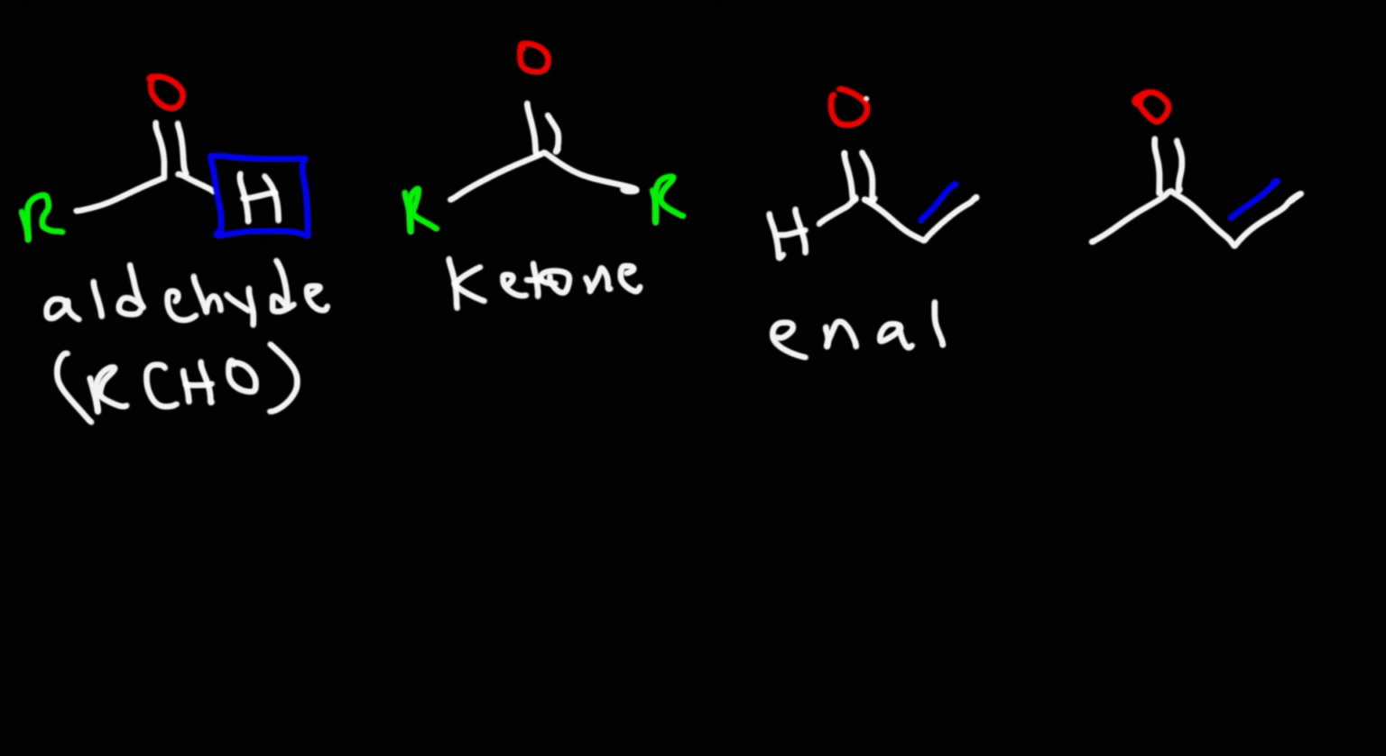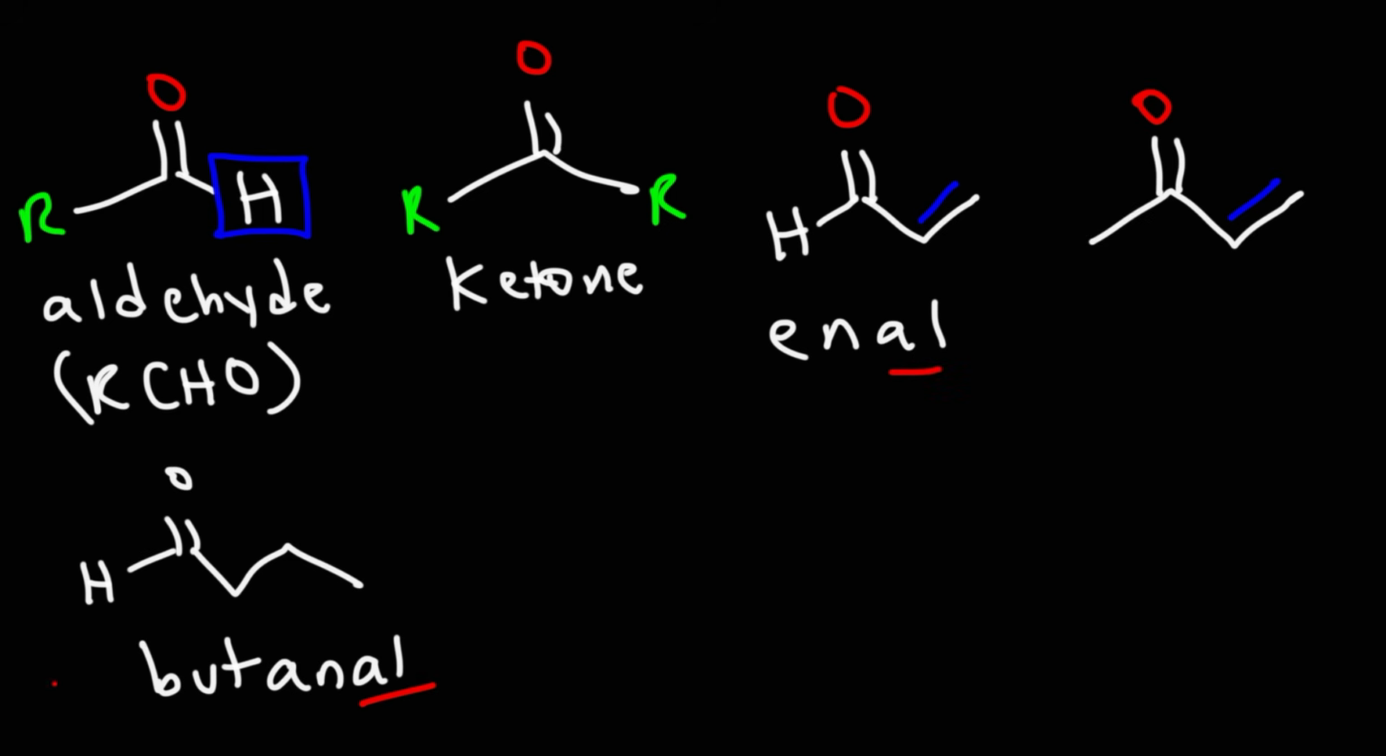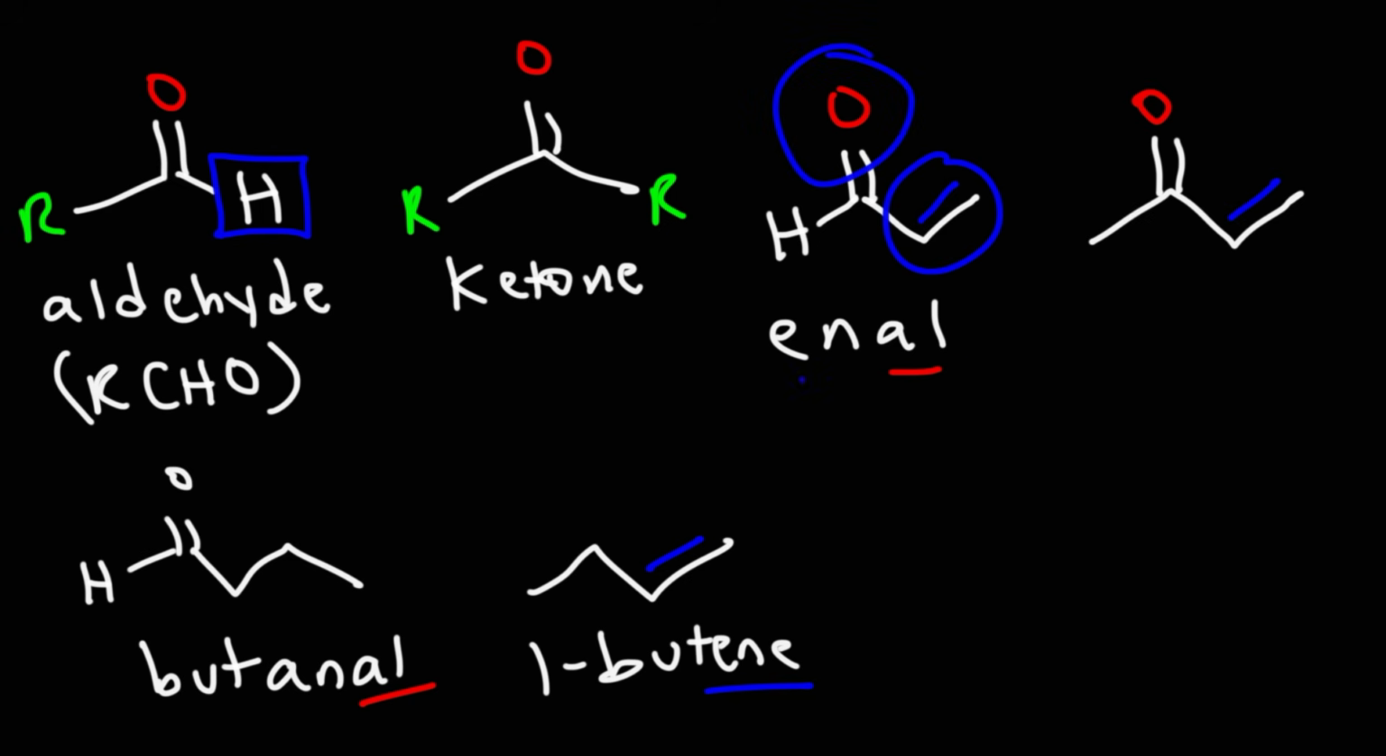And it makes sense because here we have an aldehyde and we have an alkene. Whenever you're naming an aldehyde, it ends in al. So for instance, this 4-carbon aldehyde is called butanal. So notice the suffix al. That tells you you're dealing with an aldehyde. Whereas if you're naming an alkene, this is 1-butene. So ene is for the alkene. Here we have an alkene and an aldehyde, so it's called enal.